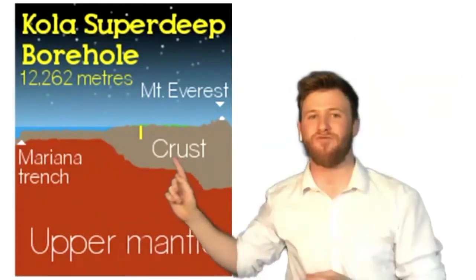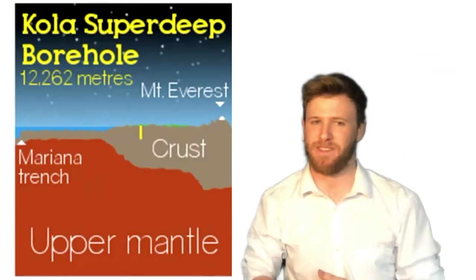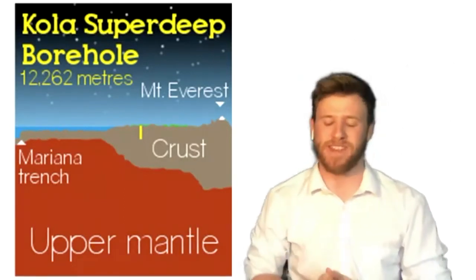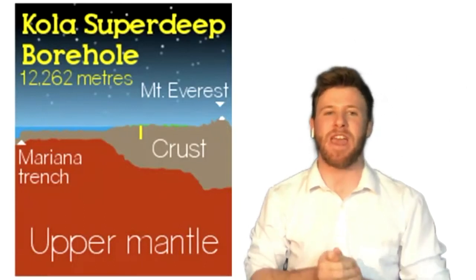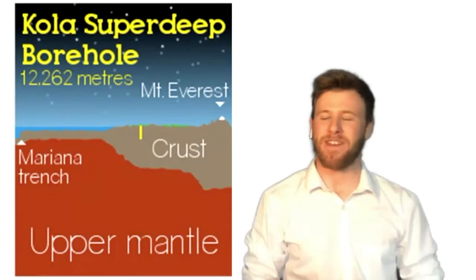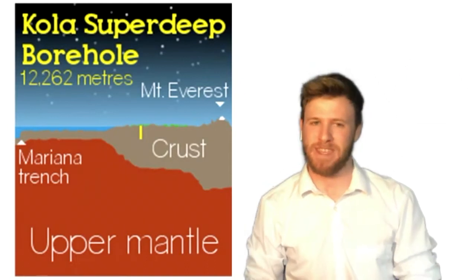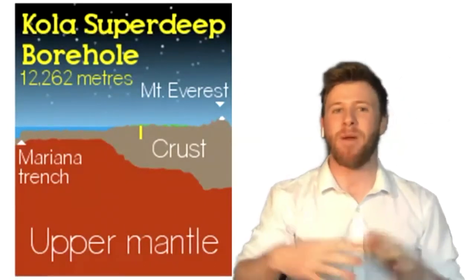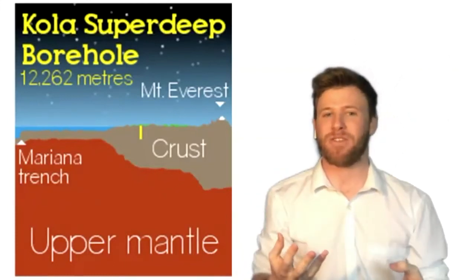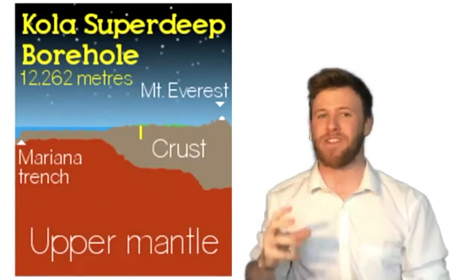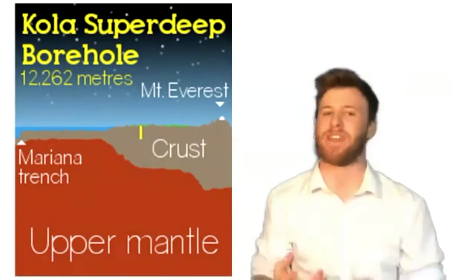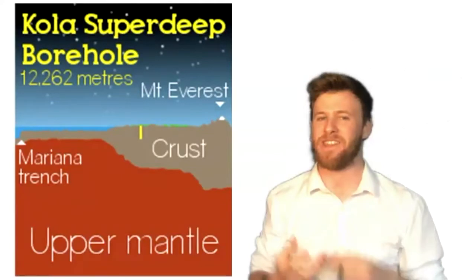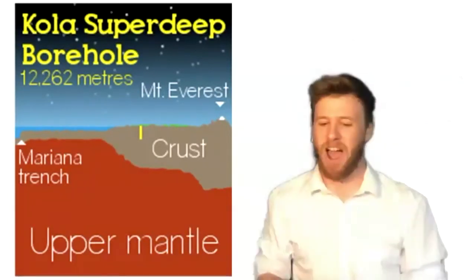So you can see we've not really got anywhere close to the mantle by digging down. We've actually only got about a third of the way with this Kola super deep borehole, and it was 12,262 meters deep. At that point, we had to stop digging because the drill was getting too hot, because it was getting closer and closer to the mantle. Obviously temperatures were getting hotter and hotter. The drill would just start melting as it was digging, so we couldn't dig any further into the crust.